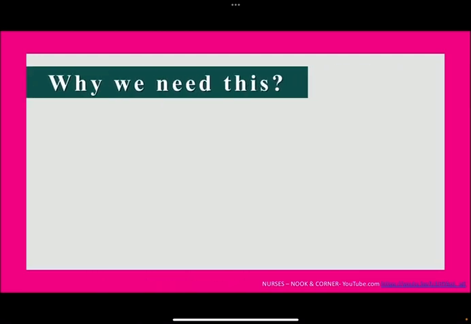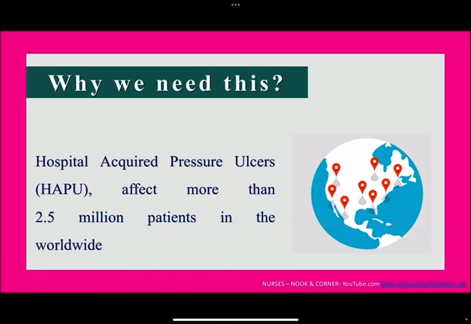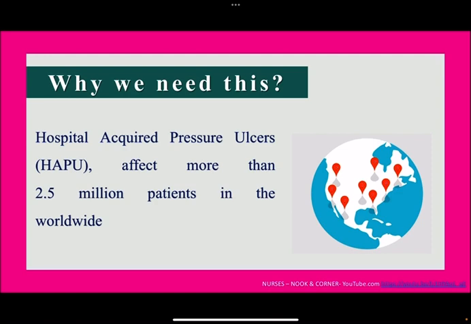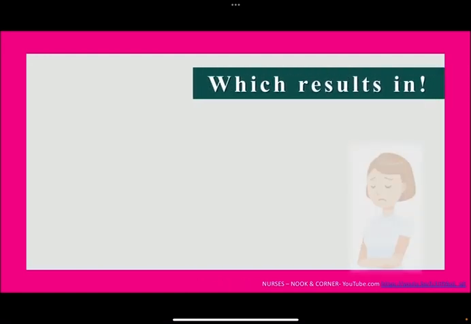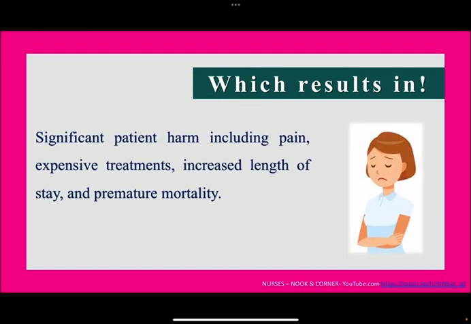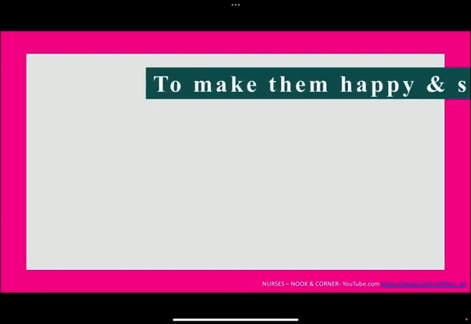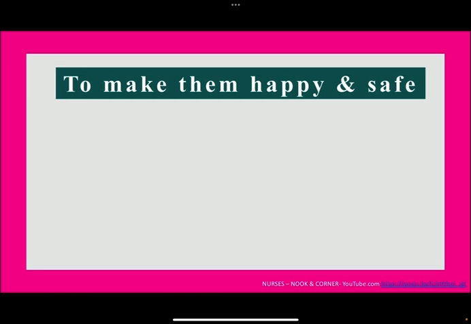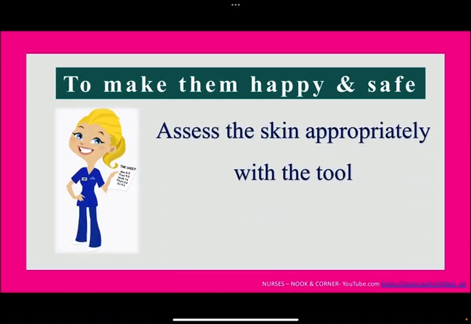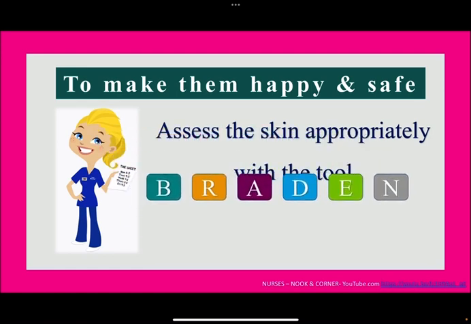So this is the tool we are using, because hospital acquired pressure ulcers actually affect more than 2.5 million patients worldwide. This results in significant patient harm, including pain, expensive treatment, increased length of stay and premature mortality. So to make the patient safe and happy, the nurse has to perform the assessment of the skin appropriately with this tool, which is the Braden scale.